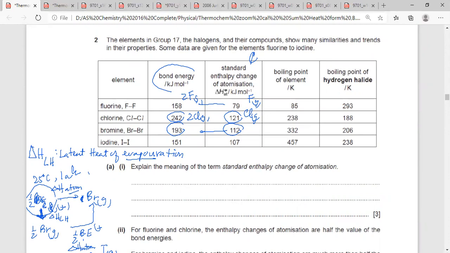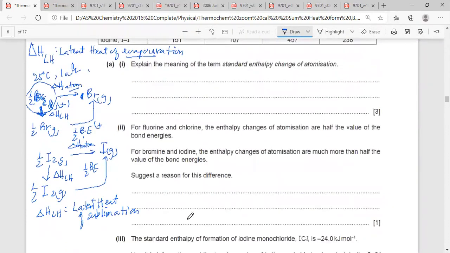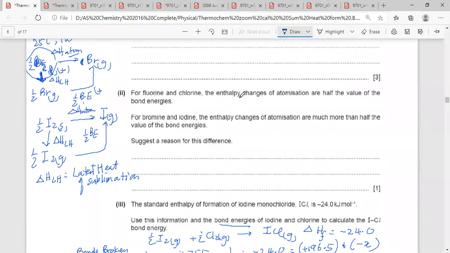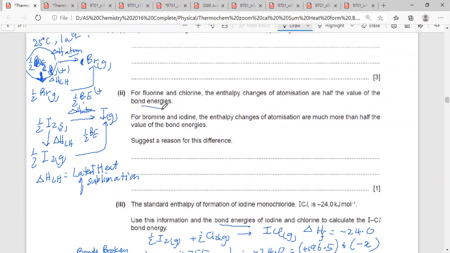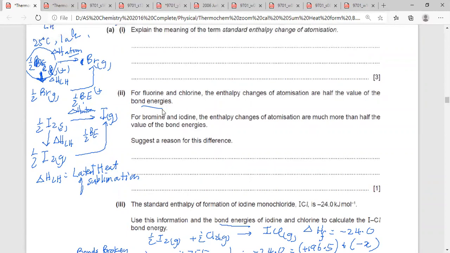Okay, so this is the way they ask you. For fluorine and chlorine, the enthalpy change of atomization is half the value of the bond energy. It's true, isn't it? Because in this case, what you want is only 1 mole of gaseous atoms. With bond energy, breaking 1 mole of the covalent bond will always produce 2 moles of gaseous atoms.